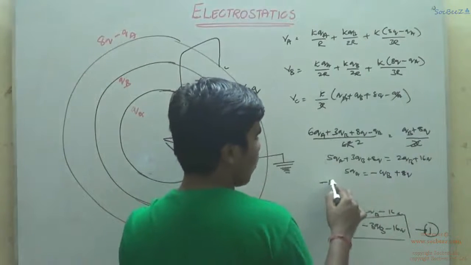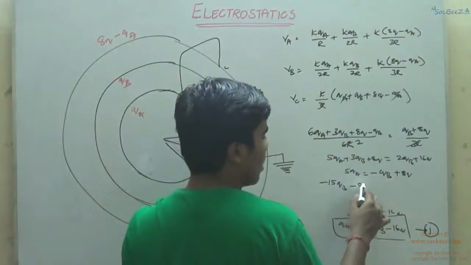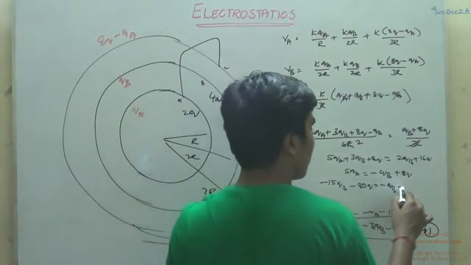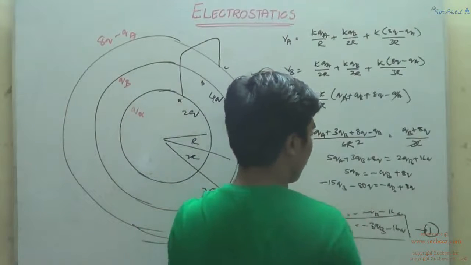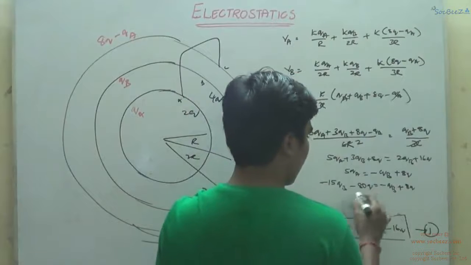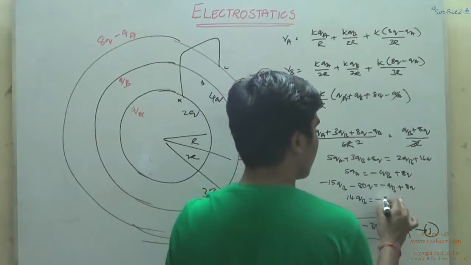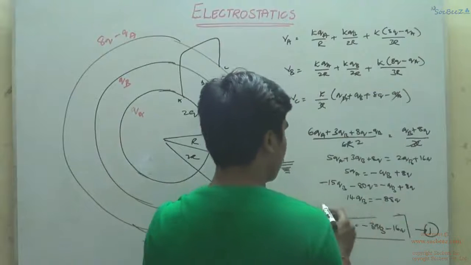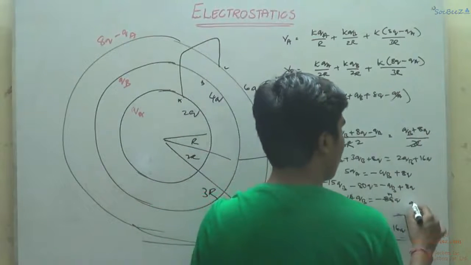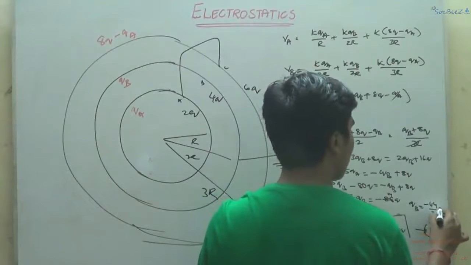Now what is 5QA? 5QA is equal to minus 15QB minus 80Q. So from here we get 14QB is equal to minus 88Q. Thus, 7 twos are 14, 44, so QB is equal to minus 44 by 7Q.